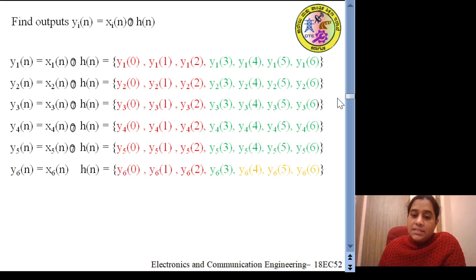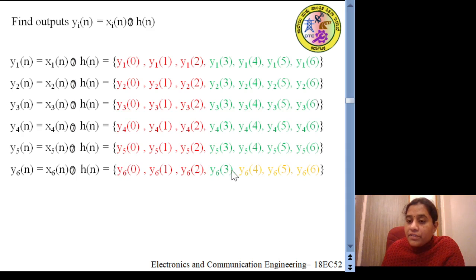And last, because we are convolving the last block of input with the impulse response h of n to obtain y6 of n. And we can observe here y6 of 0, y6 of 1 and y6 of 2. These are the output samples obtained because of the 7-point circular convolution of the sixth block of input, where the first three samples are a repetitive form of the last three samples of the previous block. So we have taken this in red color.